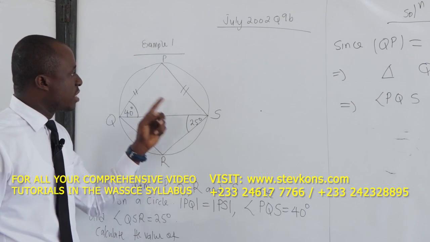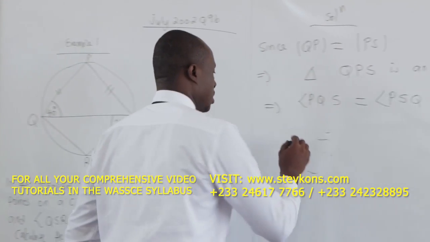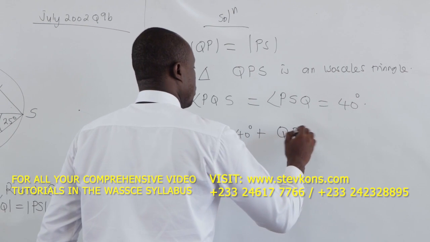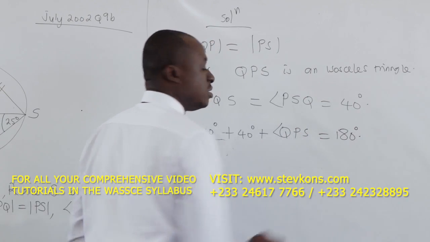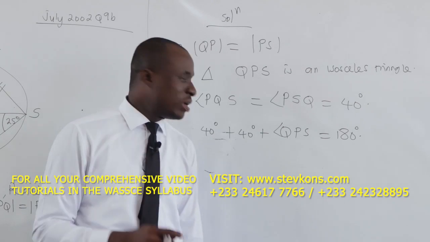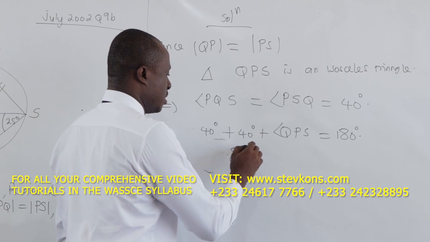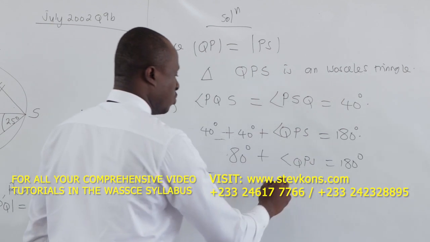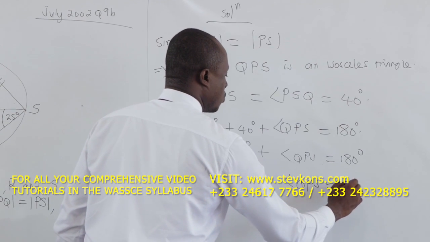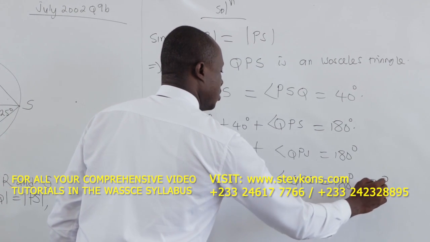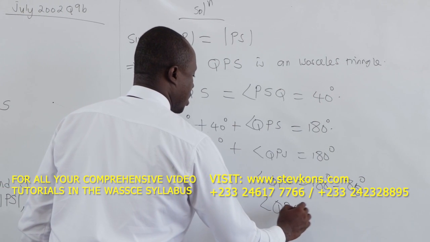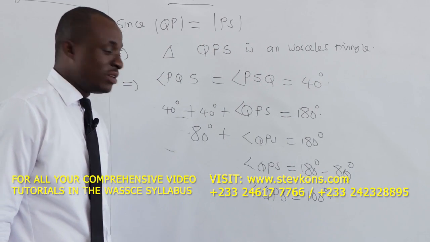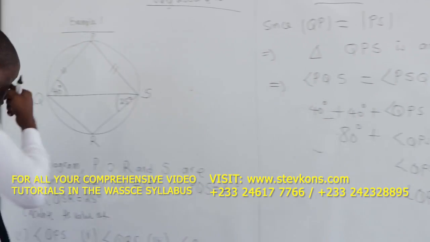So 40 plus 40 plus QPS is equal to 180 degrees. Why? Sum of angles in a triangle add up to 180 degrees. 40 plus 40, this is 80 degrees. Plus QPS equals 180 degrees. So this has to move there. So we have QPS equals 180 degrees minus 80 degrees. And our QPS equals 100 degrees. And this is very, very trivial.